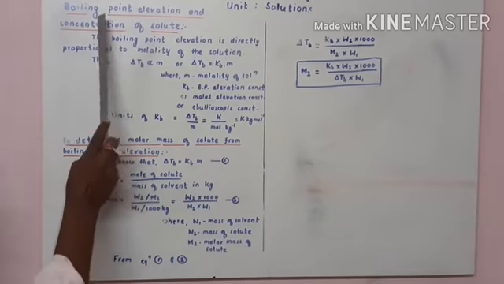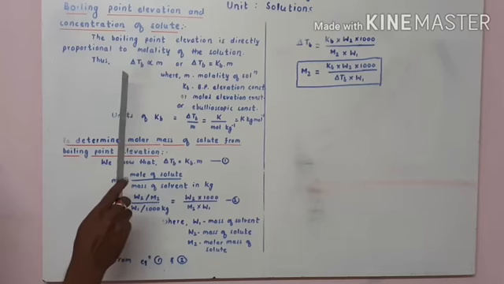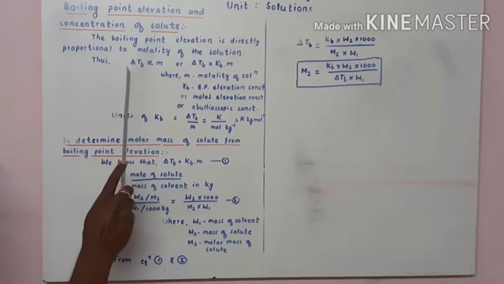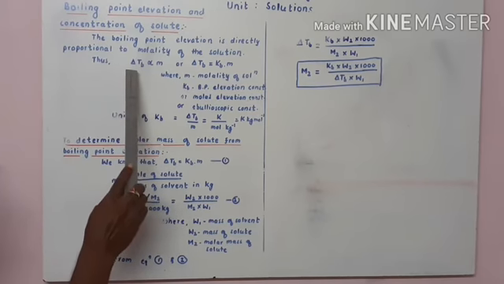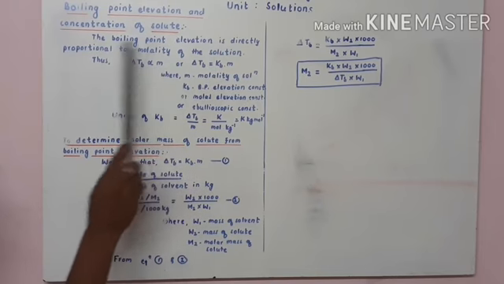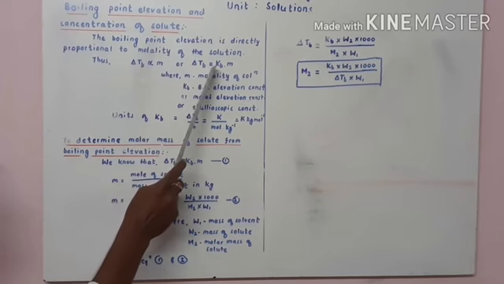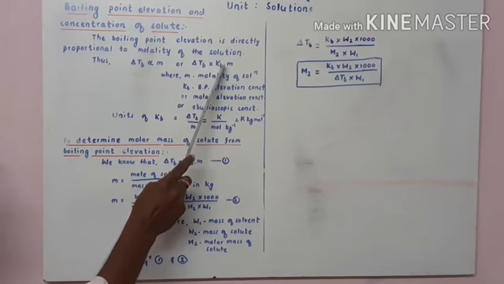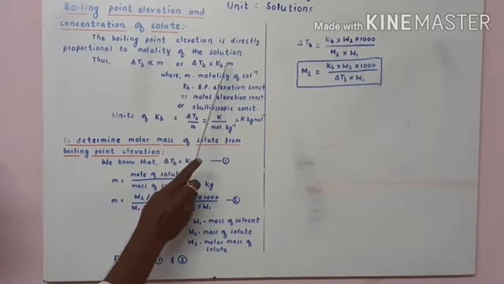And see here again, boiling point elevation and concentration of solute. We know that boiling point elevation is the difference between boiling point of pure solvent and solution, and molality is the number of moles of solute present in 1 kilogram of solvent. So relation between them, delta Tb is directly proportional to m. Boiling point elevation is directly proportional to molality of solution. So this sign can be replaced by equal and Kb, where Kb is boiling point elevation or molar elevation constant or ebullioscopic constant. So delta Tb is equal to Kb into m.